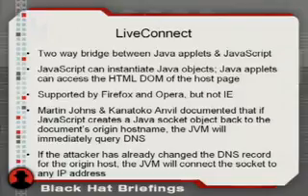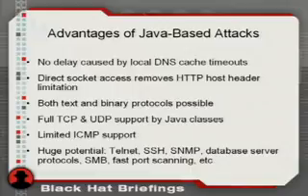Earlier this year, Martin Johns and Kanatoko Anvil documented that if JavaScript creates a Java socket object back to the document's origin host name, then of course the JVM is going to immediately query DNS. However, since there's no applet file to download with LiveConnect, this query is for DNS pinning only, which means that the DNS server can respond with whatever IP address it wants, and the JVM will connect to it.